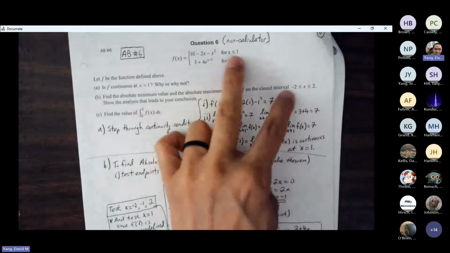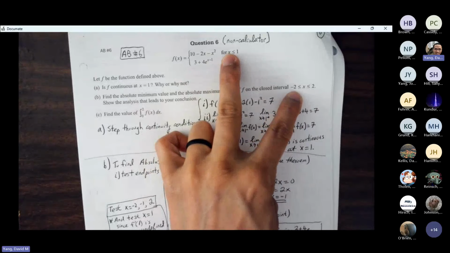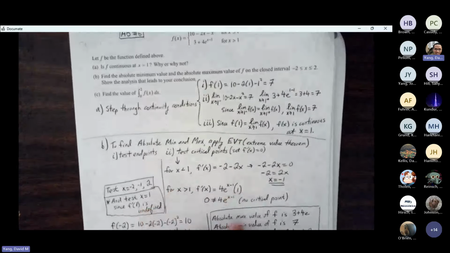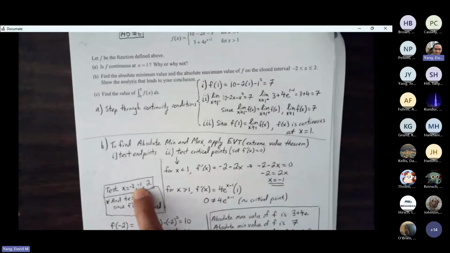So -1 does land between -2 and 1. So I am going to keep that as a critical point. Okay, so I do want to keep that as a critical point.